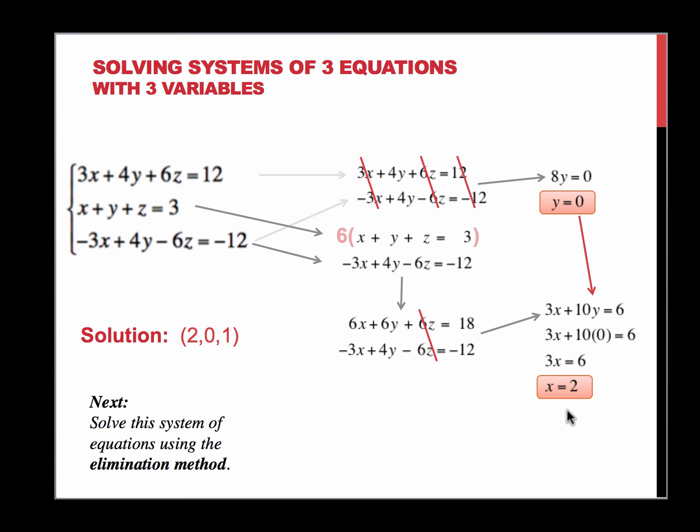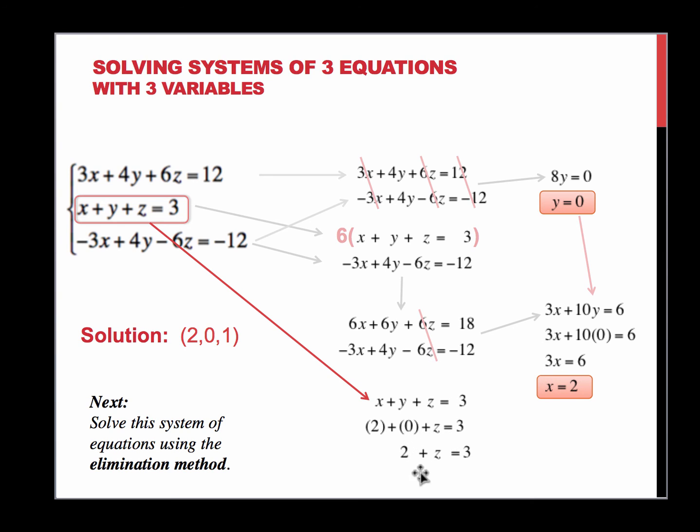Now I've taken this system down to two variables, and now I want to take these two variables and go back to the original equations. Let's just say this one because it's very easy, and solve for x, y, and z, or solve for the missing letter that I don't have, which is the z value. So I'm going to go back there and put the 0 in for y, the 2 in for x, and solve for z. Doing so, z has to equal 1. And now I have my solution, 2, 0, 1.